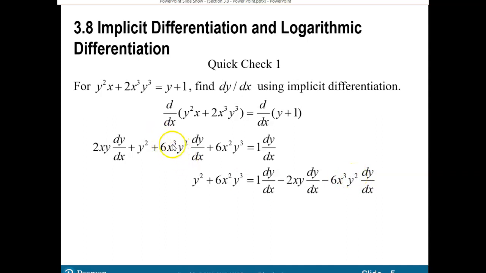Oh, no, I'm sorry. This is the one we're moving. So it's correct: minus 6x cubed y squared dy dx. So we're moving this term. So there's no mistake there.